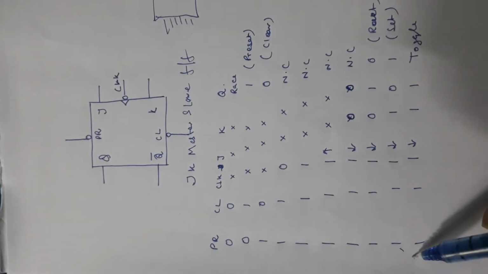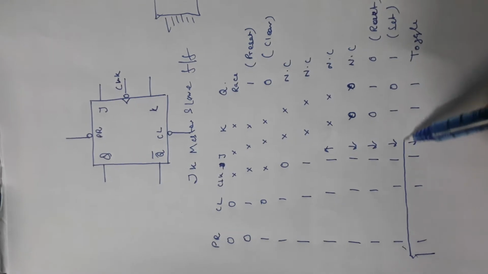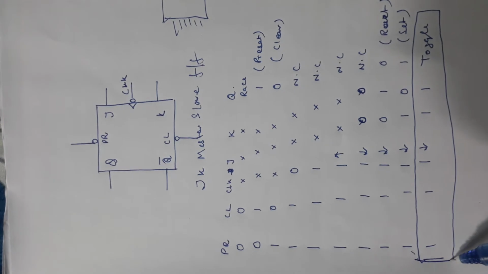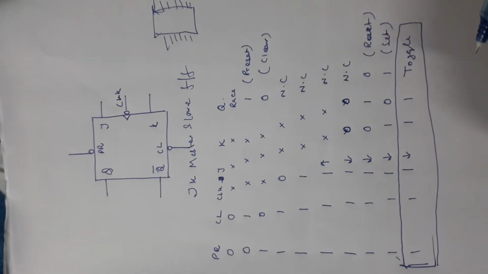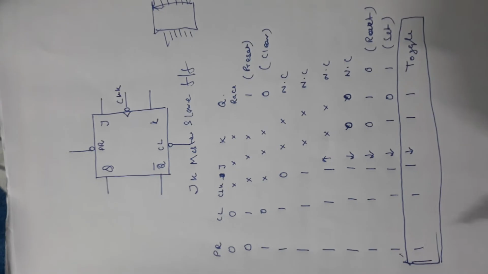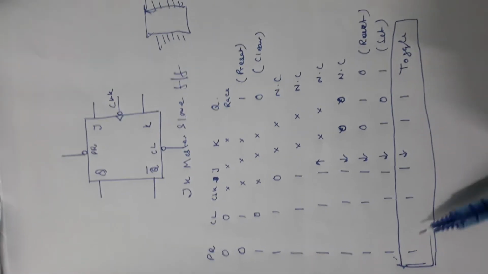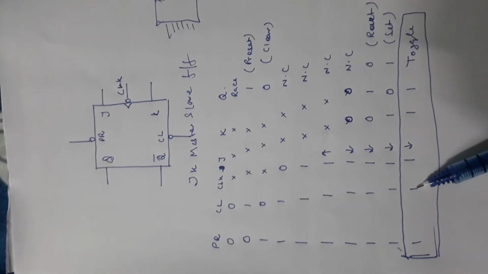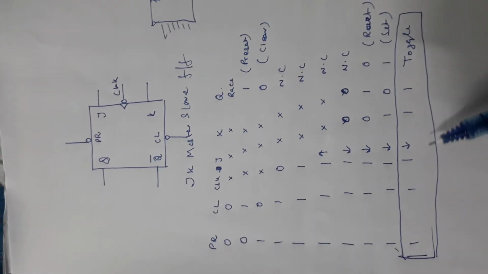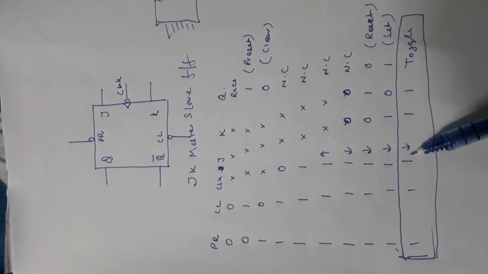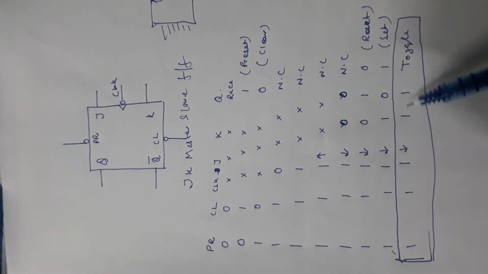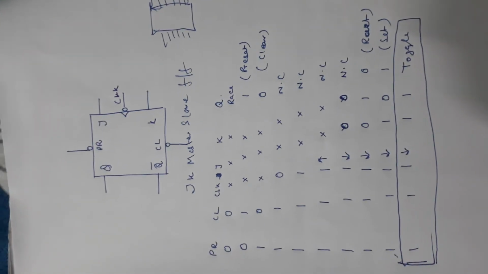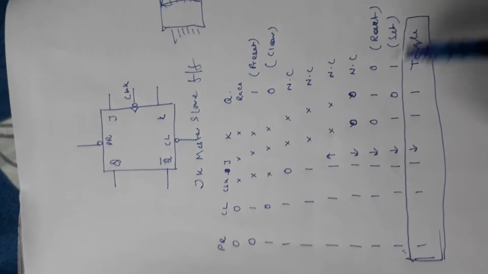Now we are going to use this connection for our further requirement in designing a counter, right? So what is this condition? This condition is preset has to remain high, clear has to remain high at the negative edge of the clock. With J and K inputs high, the output is going to toggle, right? Output is going to toggle.